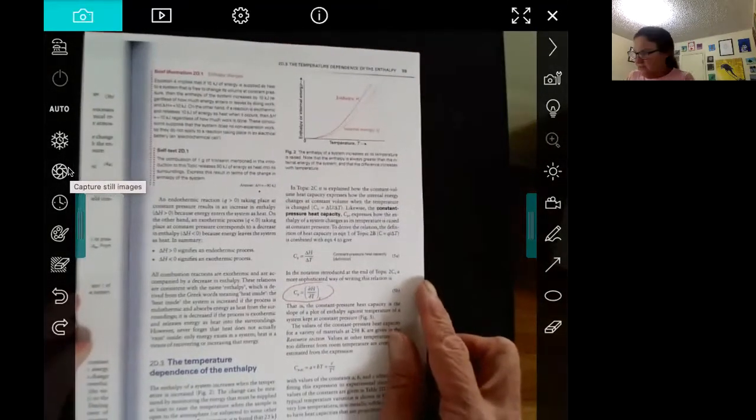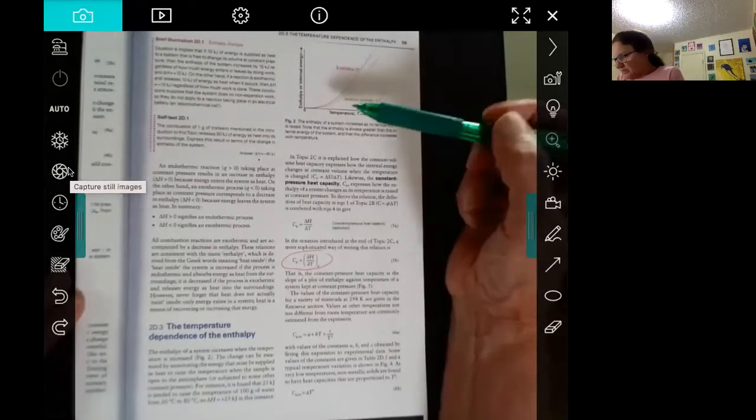Okay, so self-test 2D.1 is not very challenging. Take a look at that. You just have to change the sign because of how they talk about it's released. Then that means delta H is negative. Once again, if heat's released, and in this case, heat at constant pressure is delta H, then it's exothermic, and if heat's absorbed, it's endothermic.